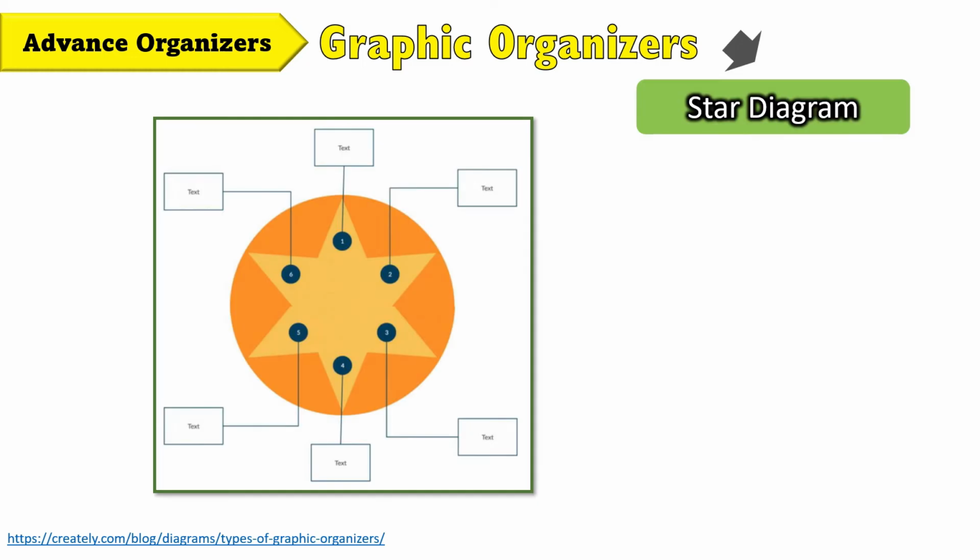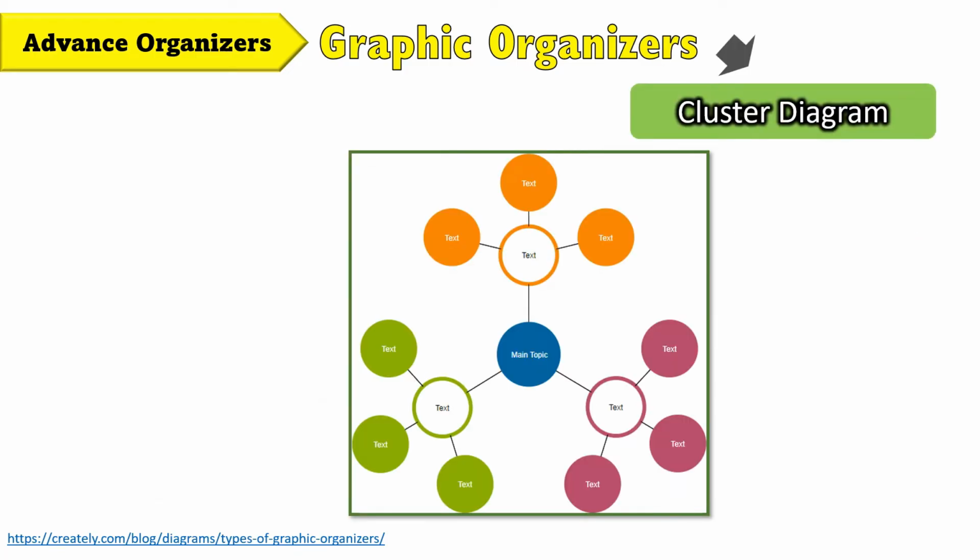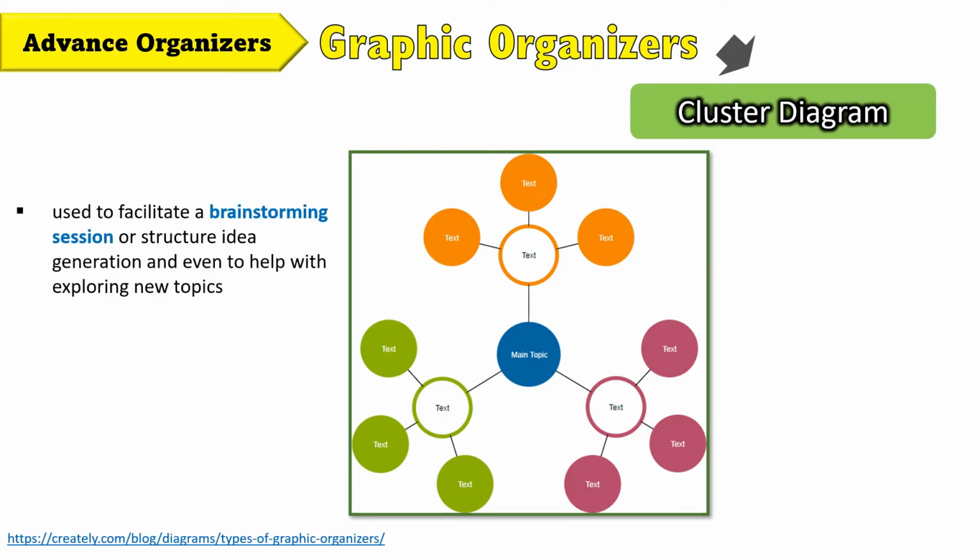Star diagram. Star diagrams are used to organize the characteristics of a chosen topic. It can also be used to brainstorm around new topics. Cluster diagram. Cluster diagrams can be used to facilitate a brainstorming session or structure idea generation and even to help with exploring new topics.